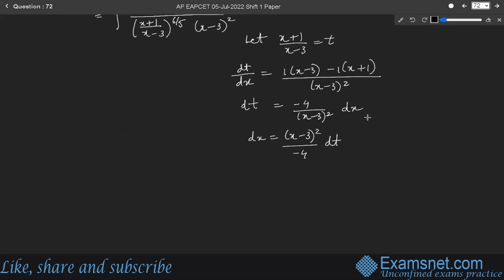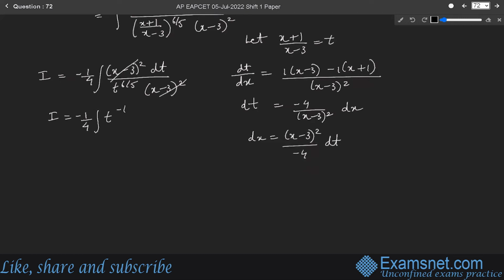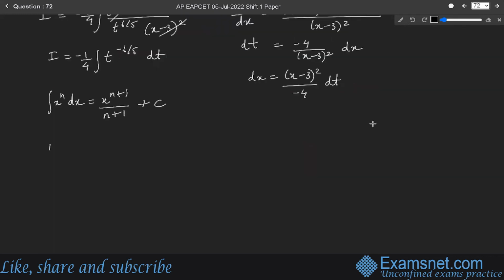So substituting this value here, I will be equal to minus 1 upon 4 integral of (x minus 3) whole square dt divided by t power 6 by 5 into (x minus 3) whole square. Here (x minus 3) whole square and (x minus 3) whole square will be cancelled. So I will be equal to minus 1 by 4 into integral of t power minus 6 by 5 dt. We know that integral of x power n dx is equal to x power n plus 1 divided by n plus 1, plus c.